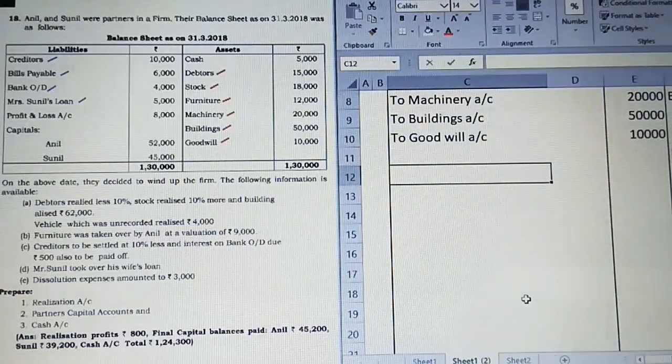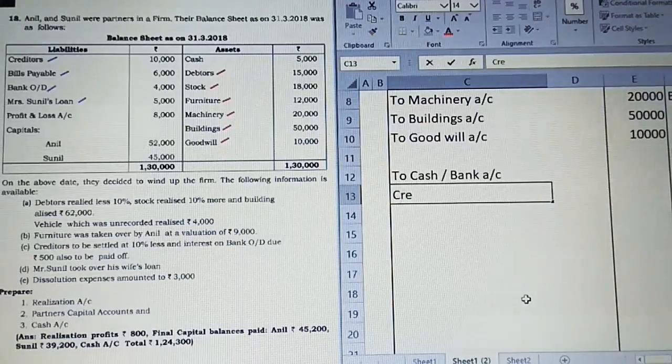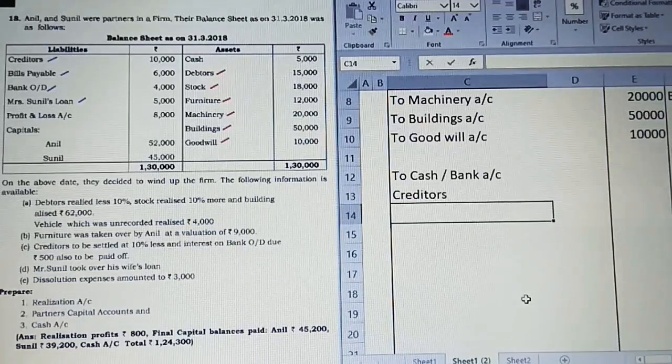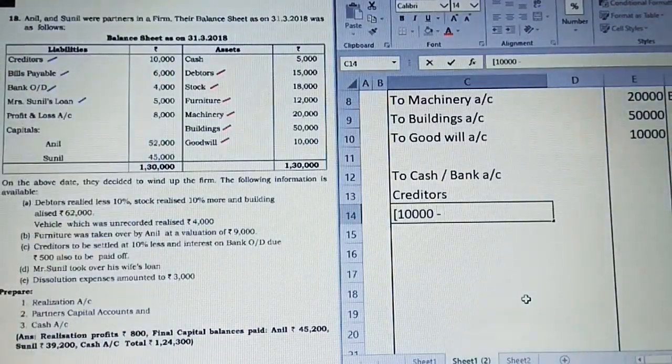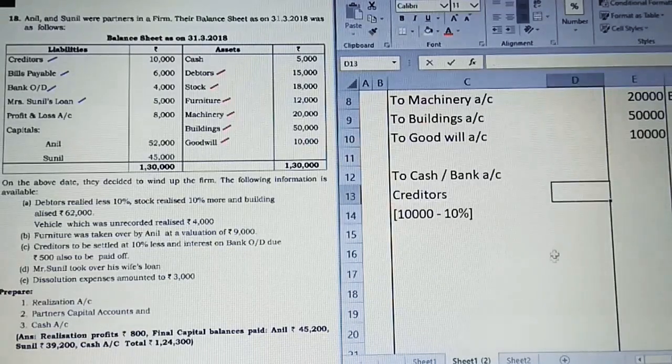Now let us move on to the next adjustment, that is to cash or bank account. Creditors to be settled at less 10%. So what is the creditor's value in the question given? Just observe 10,000 less 10%. This is going to be 9,000.